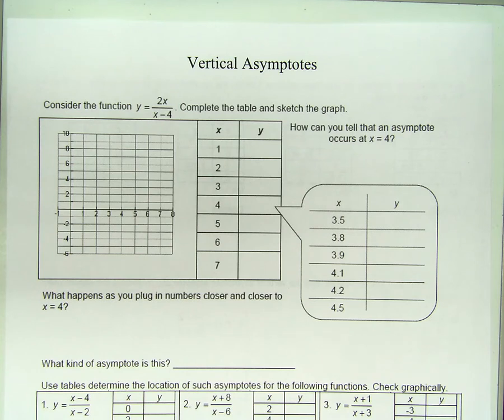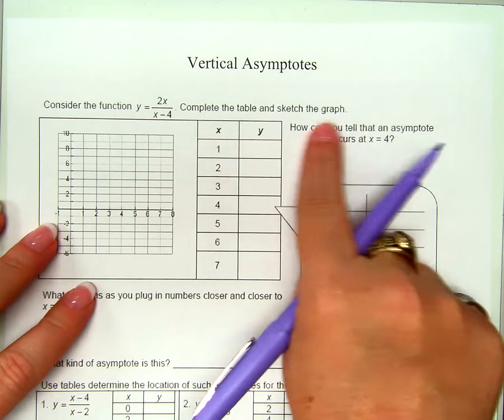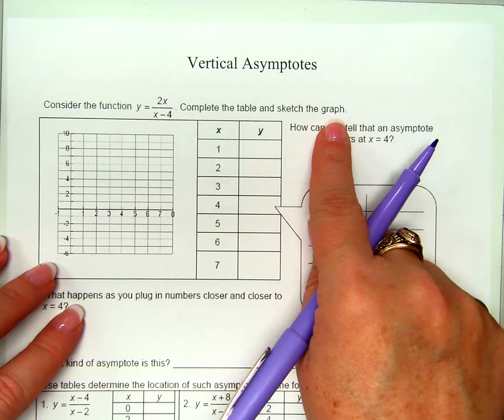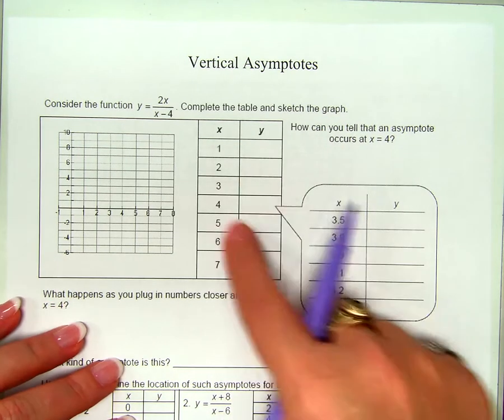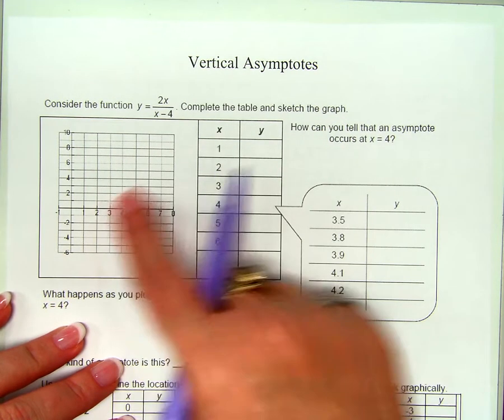Consider the function y equals 2x over x minus 4. Okay, so I think we've sufficiently considered it, so let's talk about it. Complete the table and sketch the graph. Well, that's the right order, right? We've got to complete the table before we can sketch the graph.